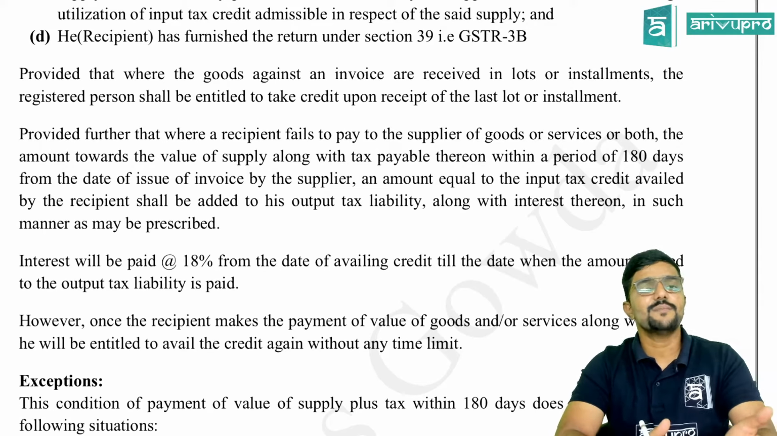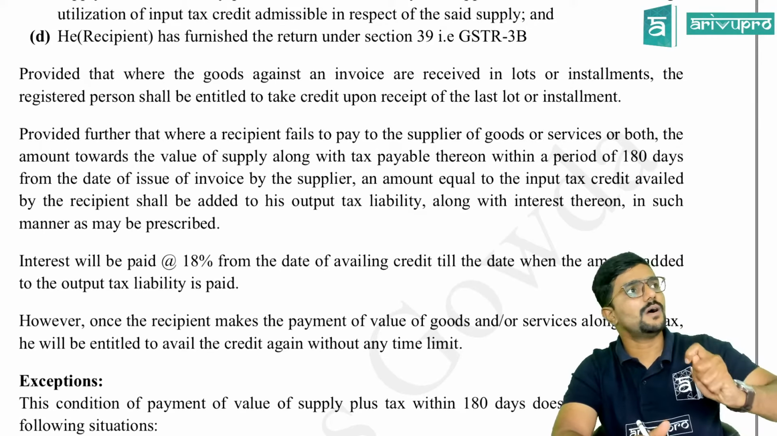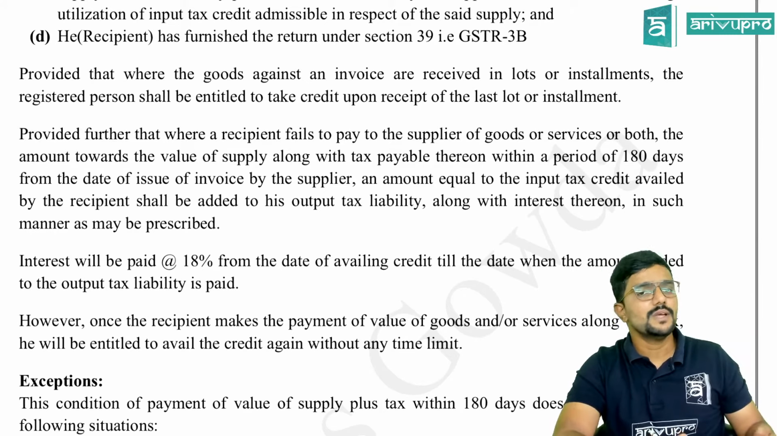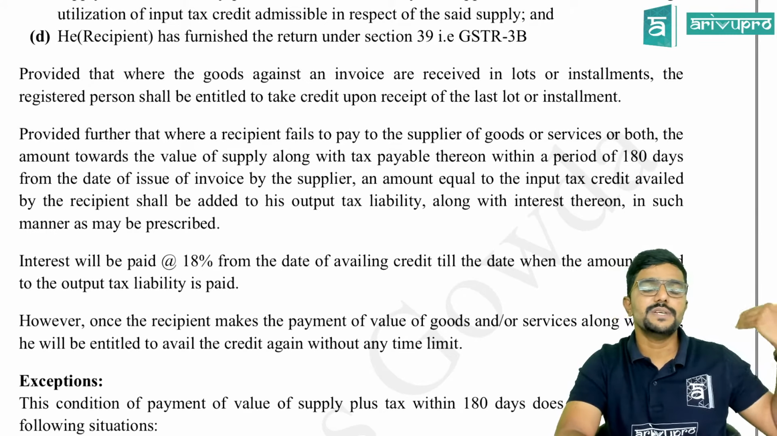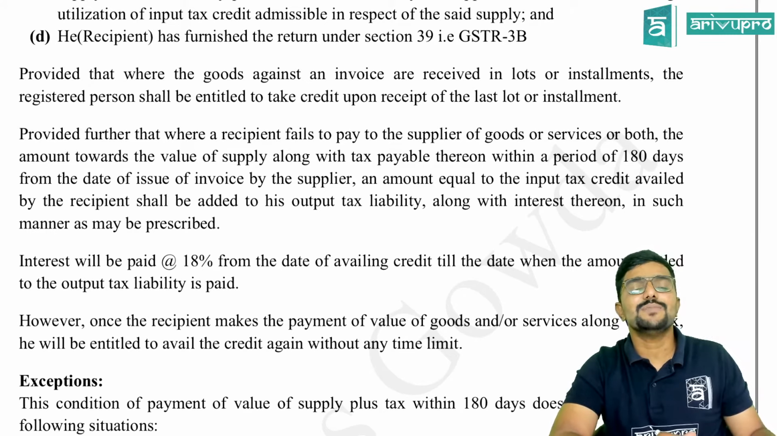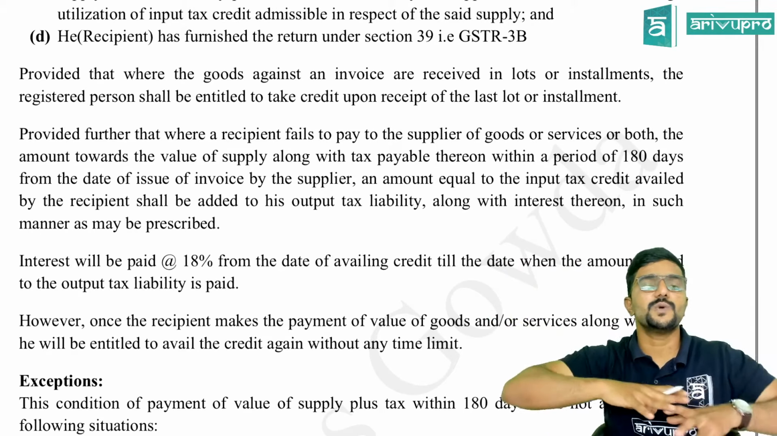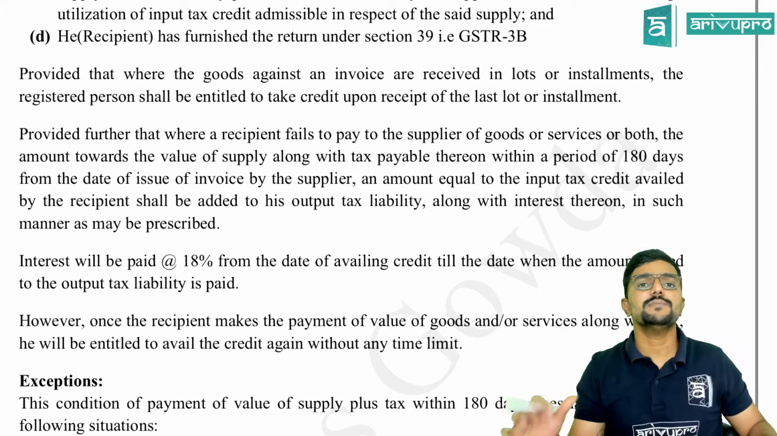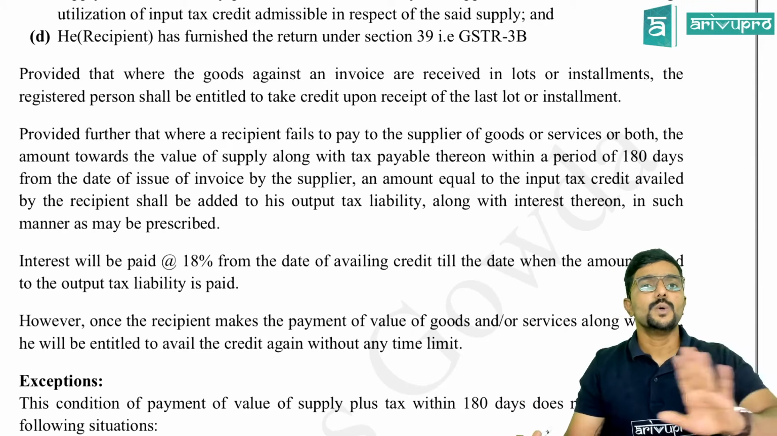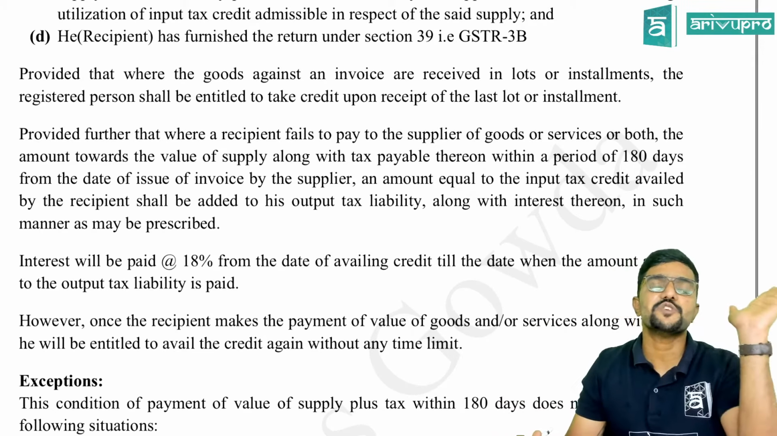That is, sir, I am receiving the goods in lots. I have an order for 1 lakh units. I am receiving 10,000 units every month. When can I claim the credit? Only when you receive the last lot. That is, only when you receive the full 1 lakh units, you can claim the credit on the full 1 lakh. No claiming credit proportionately here.